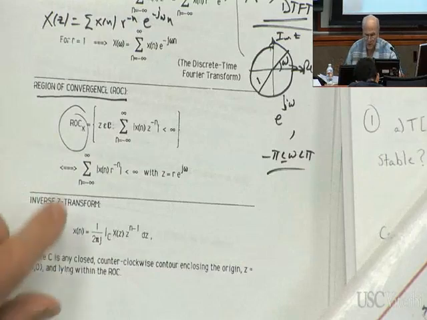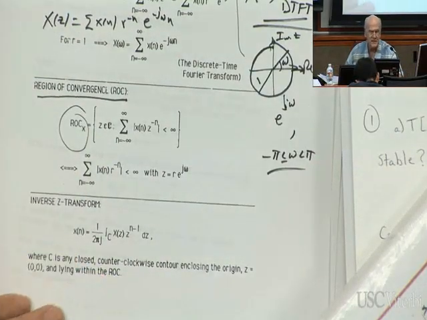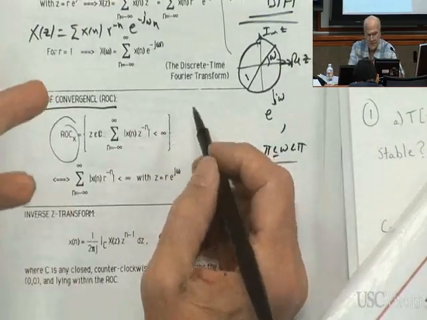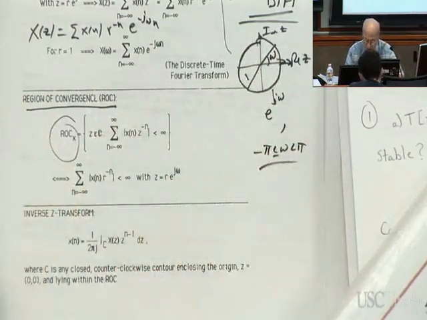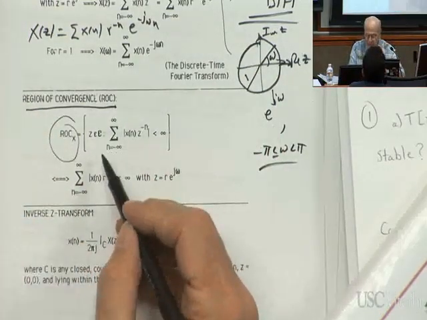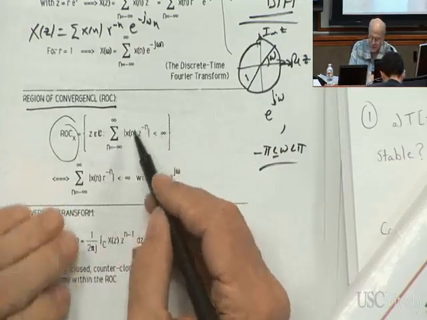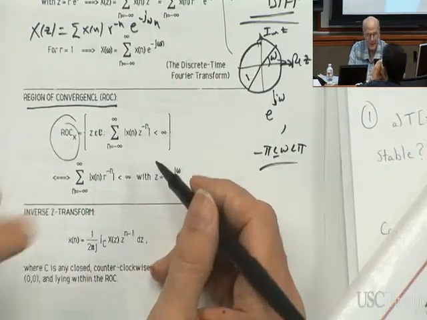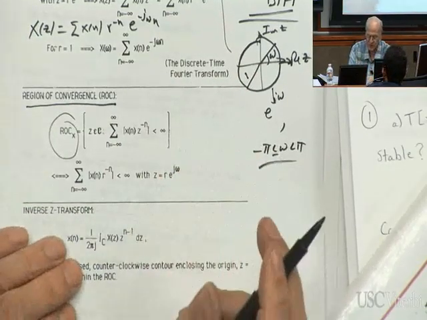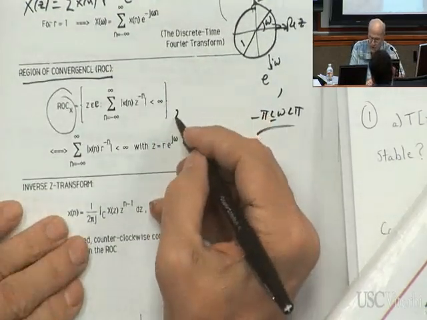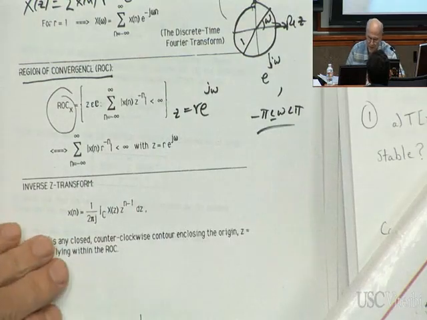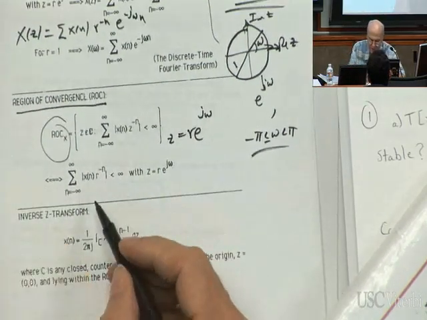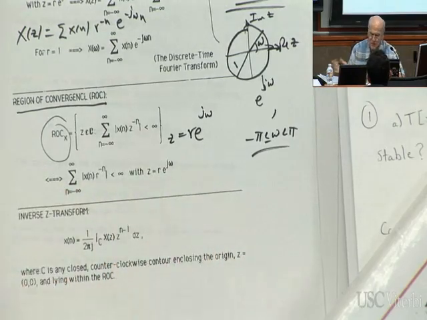It's absolutely critical that you know what the region of convergence is if you want to uniquely determine the sequence x of n given its Z transform. You can tell a lot about these sequences just by looking at the region of convergence as well as X of z. So again, very important concept. It's the set of all z in the complex plane such that the Z transform converges in absolute value. If you write z in polar representation, as r e to the j omega, then that condition is equivalent to the summation of the absolute value of x of n times r to the minus n being less than infinity. That's the region of convergence.